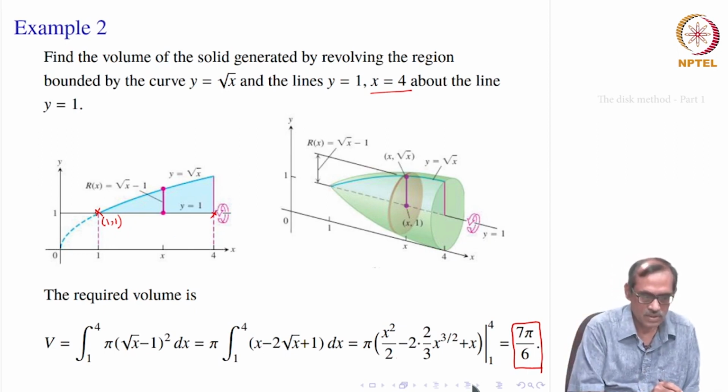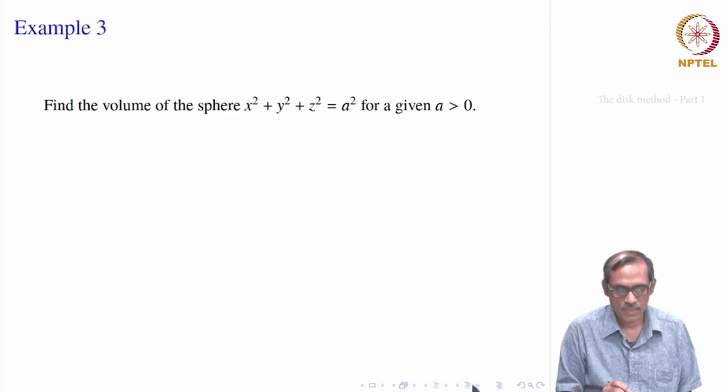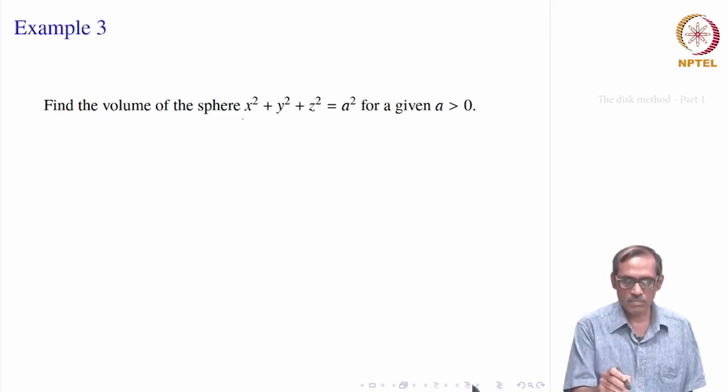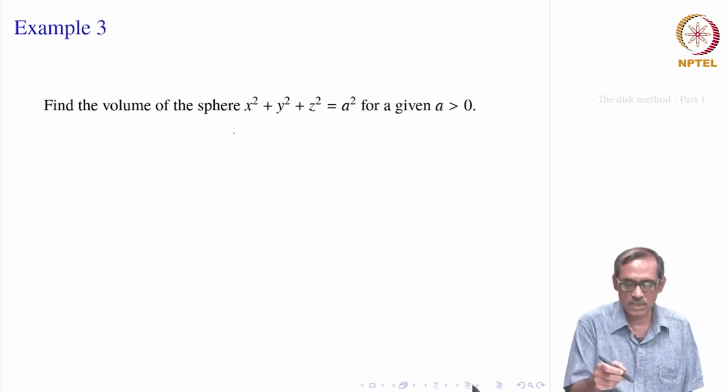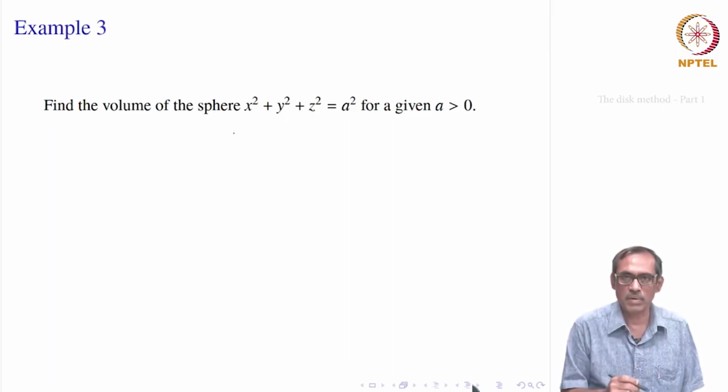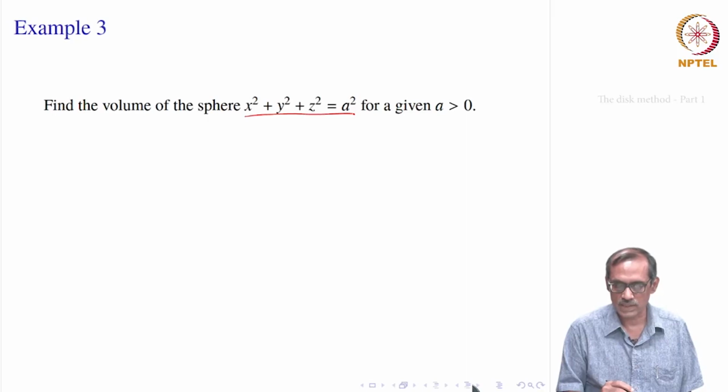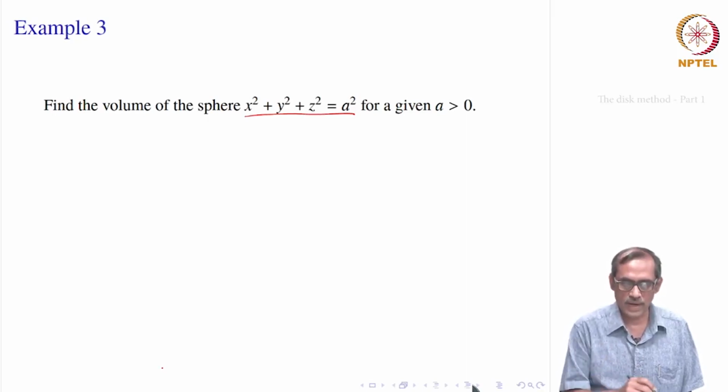Okay. So, let us consider another example. Here we want to find the volume of the sphere, which we know of course from other places, but we want to see how our method is applied to compute the volume of the sphere. The sphere is given as x square plus y square plus z square equal to a square for some positive number a. We want to find the volume of this. That means we have to think of the sphere as a solid of revolution.